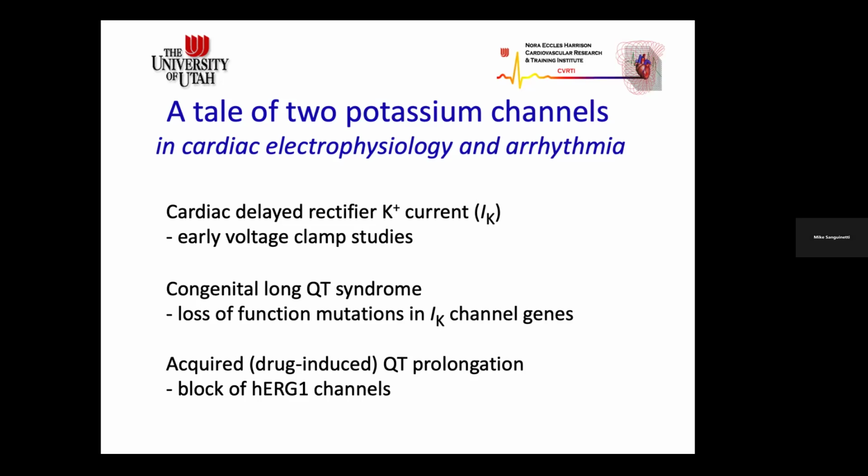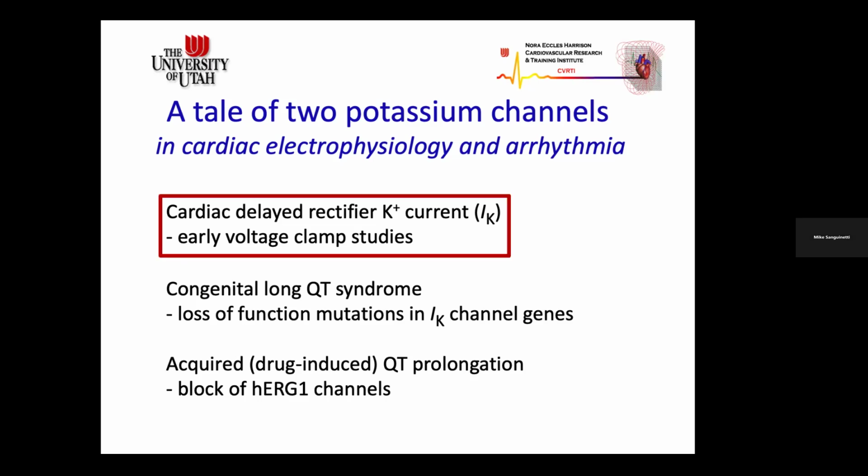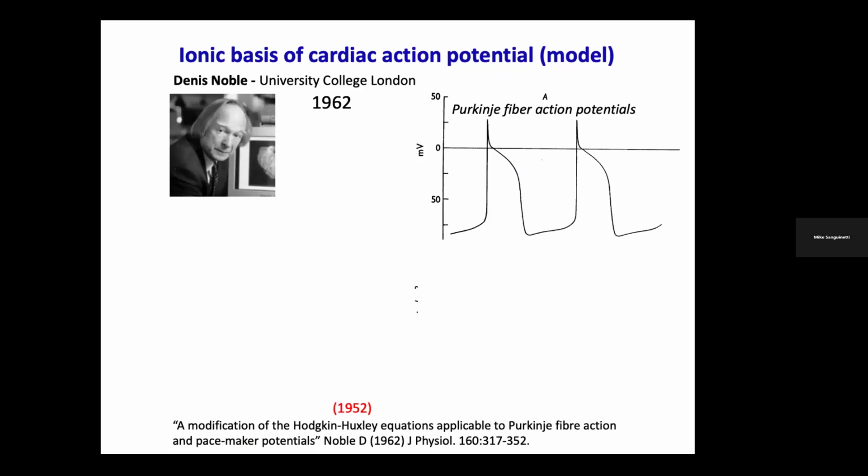I'll first tell you about cardiac delayed rectifier K current as described by early voltage clamp studies, and about congenital long QT syndrome and how it's caused by loss of function in these 2 different potassium channel genes, and then about acquired or specifically drug-induced QT prolongation, sometimes called acquired long QT syndrome. It's really not a syndrome, it's just prolonged QT and arrhythmias which occur in response to that. So the first topic, this story starts really in 1962 with work done by Dennis Noble.